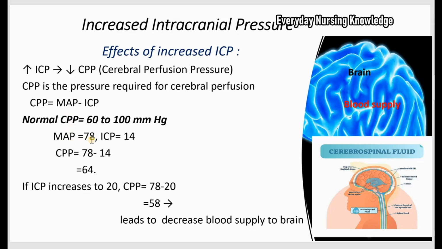Example, if a patient's MAP is 78 and patient is on continuous ICP monitor and ICP reading shows 14, CPP is equal to MAP minus ICP, that is 78 minus 14, which is 64, which is normal CPP. And if ICP increases to 20, let's calculate the CPP. CPP is equal to MAP minus ICP. MAP is 78, ICP is 20, which gives you 58. So now there's a drop in cerebral perfusion pressure, that can lead to decreased blood supply to the brain and can lead to permanent brain damage.